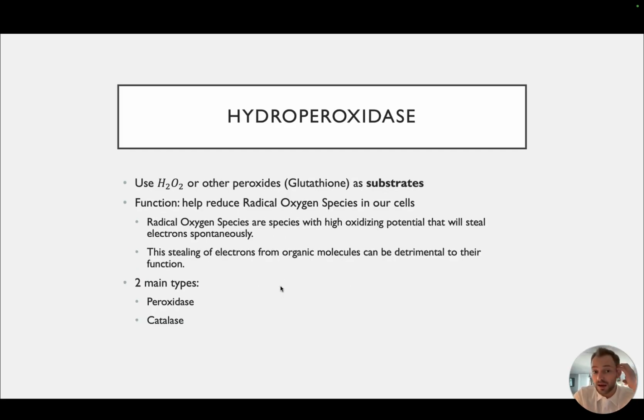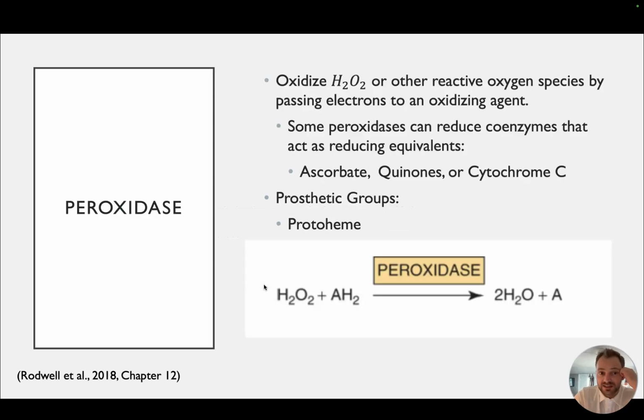Hydroperoxidases use the electrons from peroxides or reactive oxygen species, like glutathione, to gain or lose electrons. These are important in reducing reactive oxygen species, which can create an oxidative cascade and will just go out and start either donating or stealing electrons from other compounds. There are two main types, peroxidases and catalases. Peroxidases oxidize hydrogen peroxide or other reactive oxygen species by passing electrons to some kind of oxidizing agent.